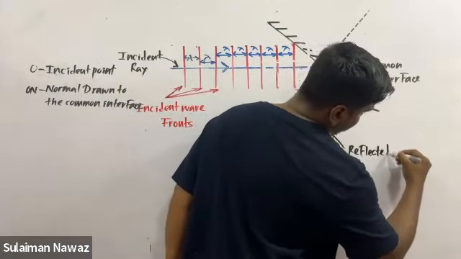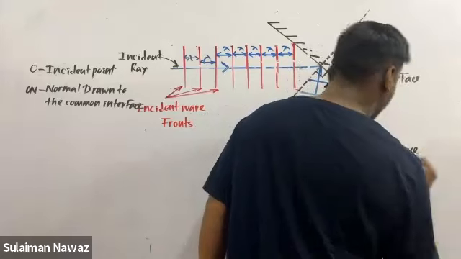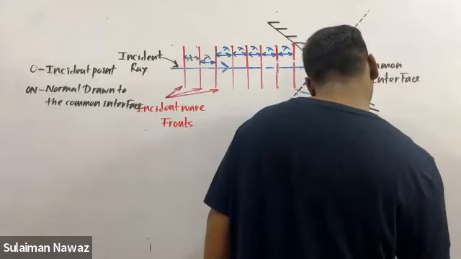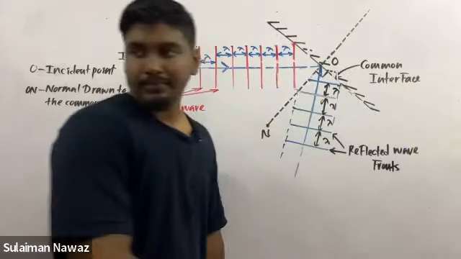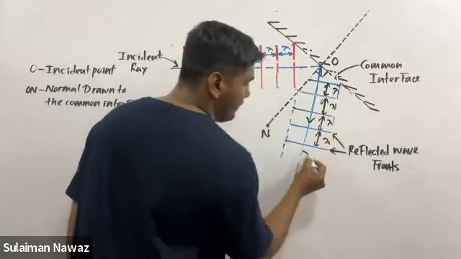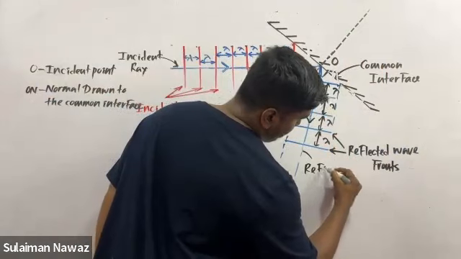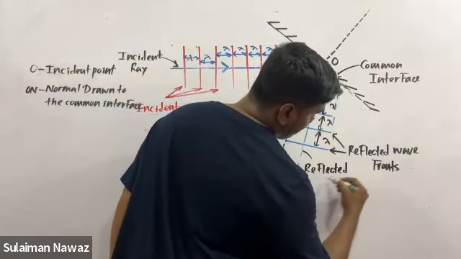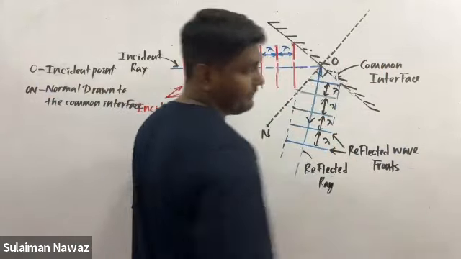So we call these reflected wave fronts. Right? Then what about this one? This one will be the reflected ray.